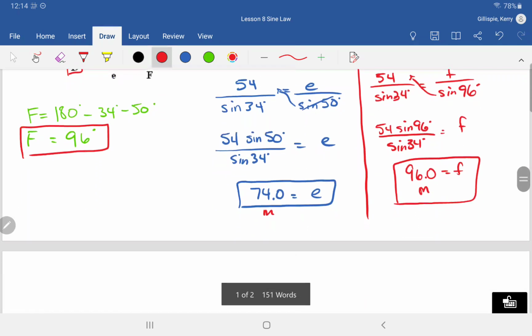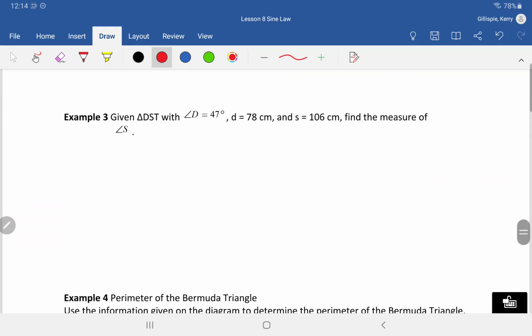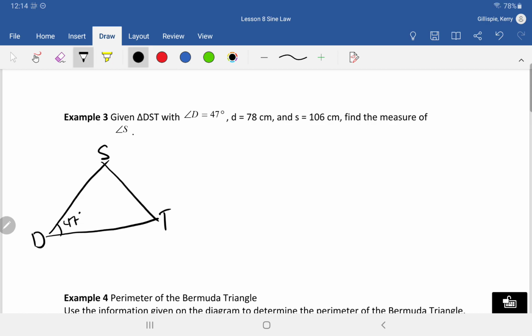All right, let's try another one. This triangle's not drawn for you, but we can just draw any random triangle, DST. I'll do it in black. And angle D is 47 degrees. Notice I didn't draw a right triangle because we know that if it's not given as a right, we can't assume that there's a right angle. So I just drew any regular acute triangle. And it doesn't have to be to scale.